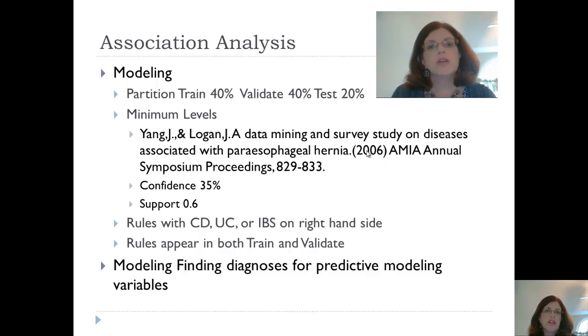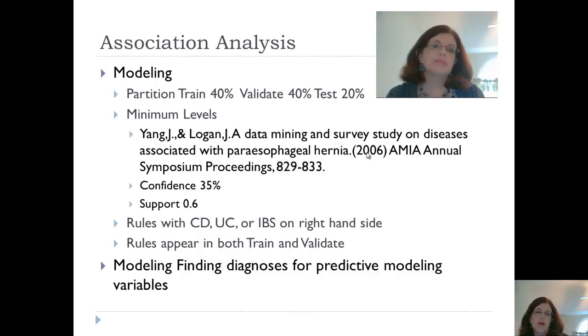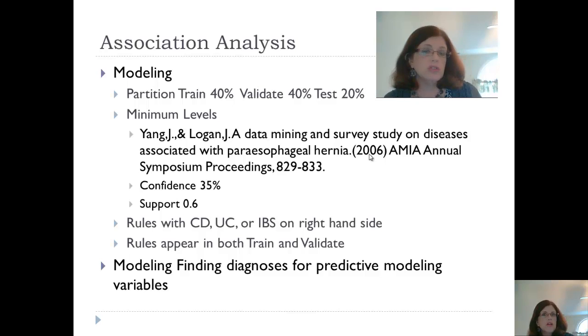We considered one cluster for UC patients, another for CD patients, and another cluster for IBS patients. In enterprise mining, you have to set parameters. We did set minimum levels for confidence and support, to get an idea of what's been used before.